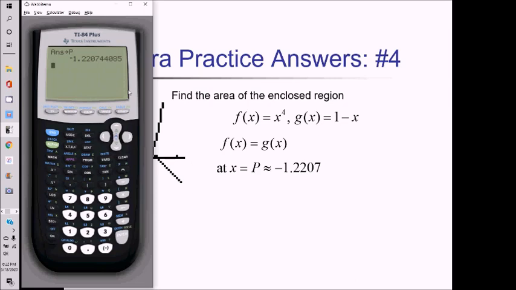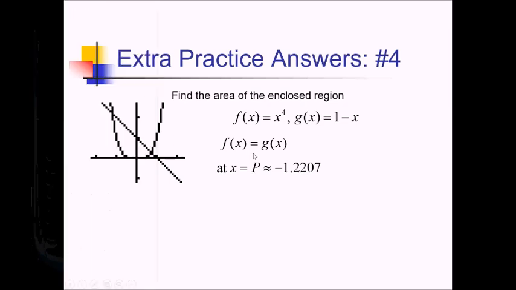So now we have to go back to the graph. There's our graph, and I'm going to find this other intersection spot. So second trace, option 5 for intersect, and move my spider over to that spot. Press enter 1, 2, 3 times. That's about 0.7245. I'm going to call that point Q.